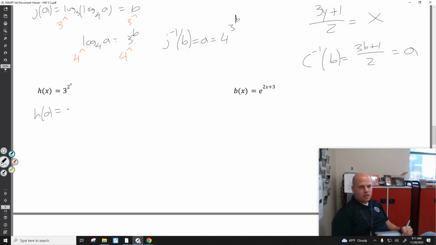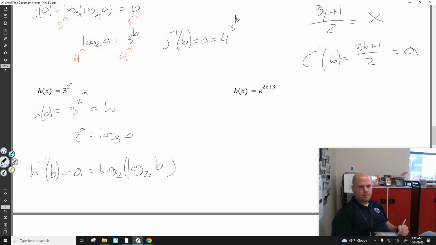h of a equals 3 to the 2 to the a, which equals a b. Solve for a. I'll take the log base 3 of both sides, then the log base 2 of both sides. I get this. This will be h inverse using b's, which will equal an a: the log base 2 of the log base 3 of b. Take your outputs from your original function, plug them into the inverse. It'll bring it back to the inputs.